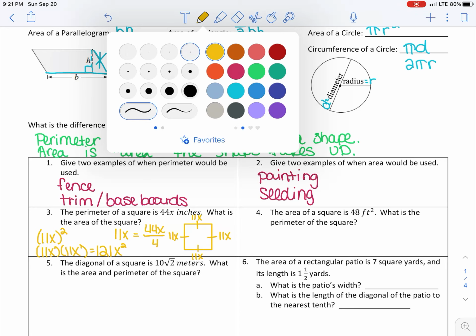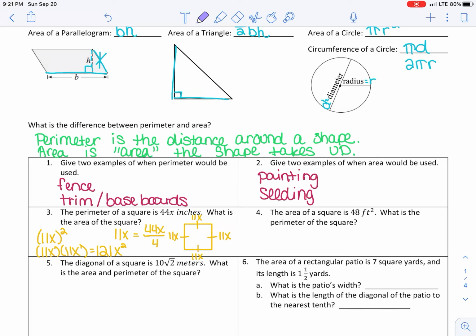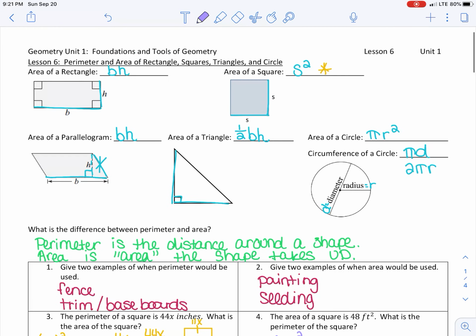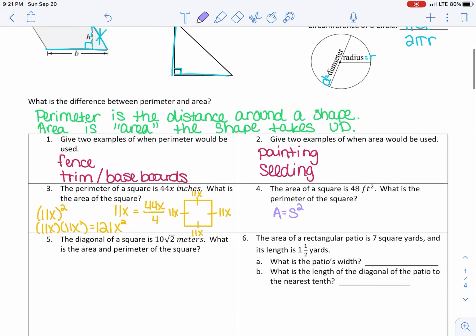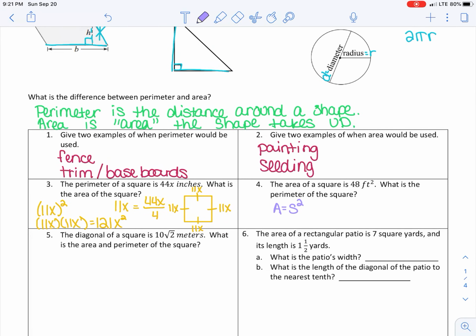Okay, for number 4, it's actually opposite. So this time we're given the area, and we need to figure out what the perimeter of the square is. So we know that the area of a square is side squared. We were told that way up here. That's what our formula is. So if I know the area of this square is 48, I'm going to plug that in for area, and I'm going to say, well, that's equal to the side squared.